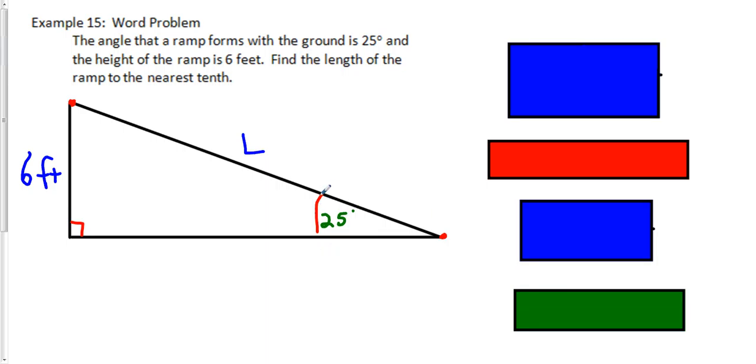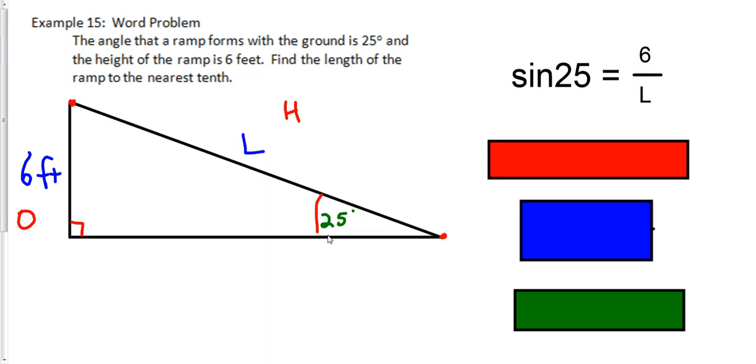So if we're looking at this angle, and we know 6 feet, and we know L, which is what we're going to call the length of this ramp, well, 6 feet from our angle is the opposite. L is our hypotenuse, because it's across from our right angle. When you measure a height from the ground, you measure straight up and down, so at a 90-degree angle. So we know our opposite, we know our hypotenuse, which means the trig ratio we're working with is sine. So after we draw our picture, we'd say that the sine of 25 degrees is the opposite over the hypotenuse, or 6 over L.